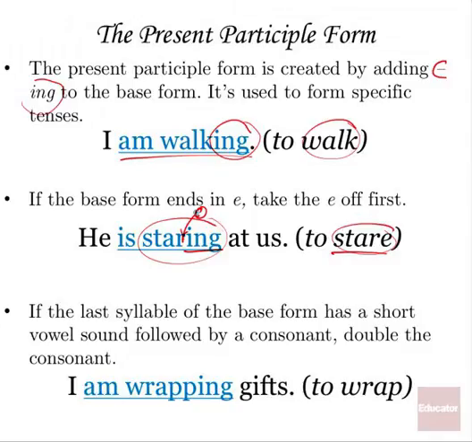And finally, if the last syllable of the base form has a short vowel sound followed by a consonant, you double the consonant. This is all about sound. So in this case, we have the infinitive to rap, the base form is rap, and the present participle is rapping. We doubled that P to get rapping. Otherwise, if you left the P off, then it would look like raping, and you would have an entirely different sentence.